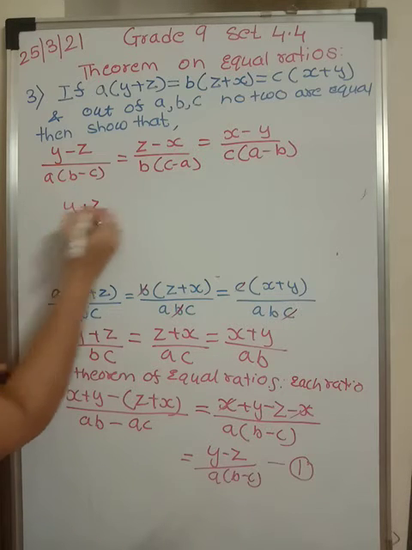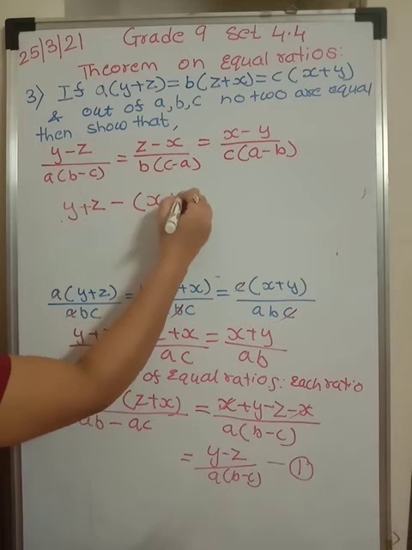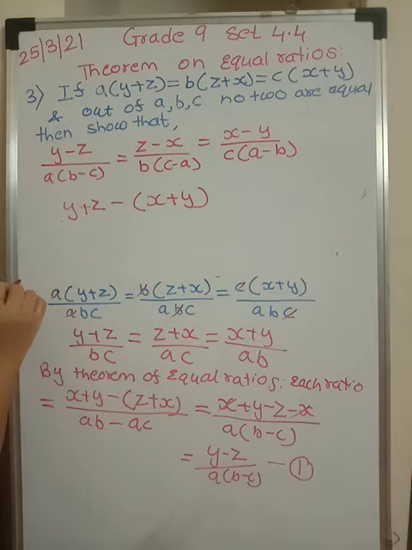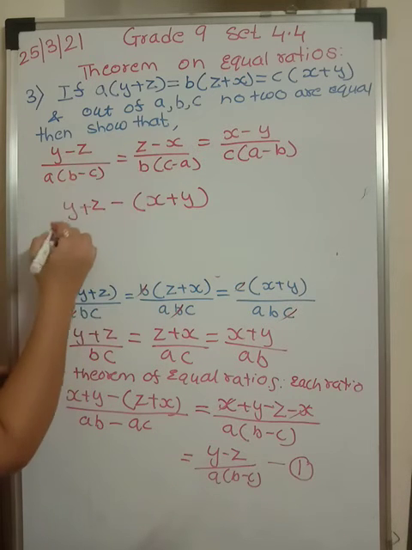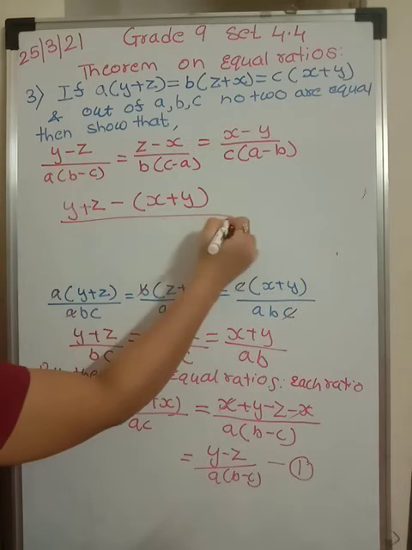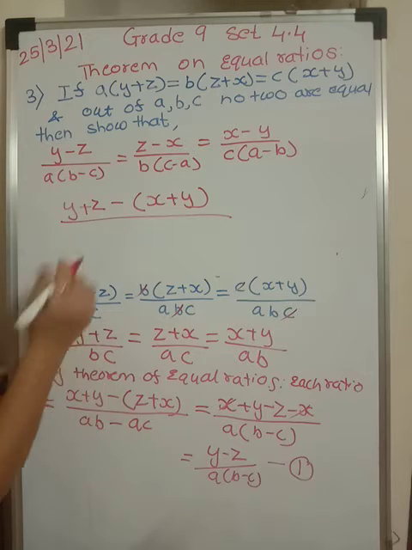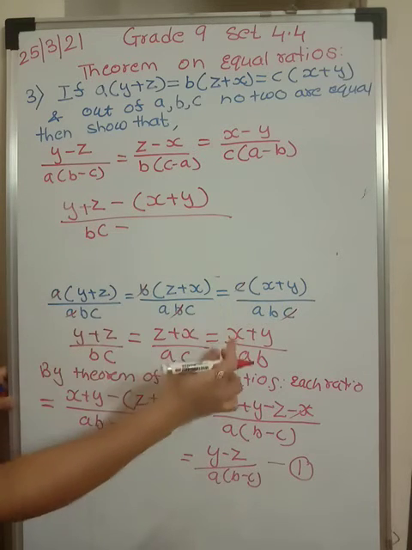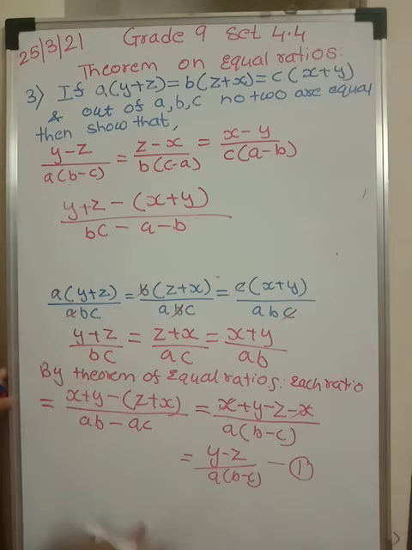Okay. From this I am subtracting. From y plus z I am subtracting x plus y. If I do this, y will get cancelled and I'll get z minus x. So if I am subtracting numerators, I need to subtract denominators also. The y plus z denominator is bc, minus the x plus y denominator, which is ab. I hope you are understanding what I am doing.